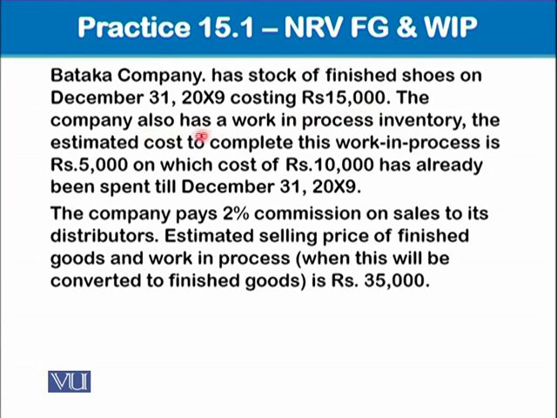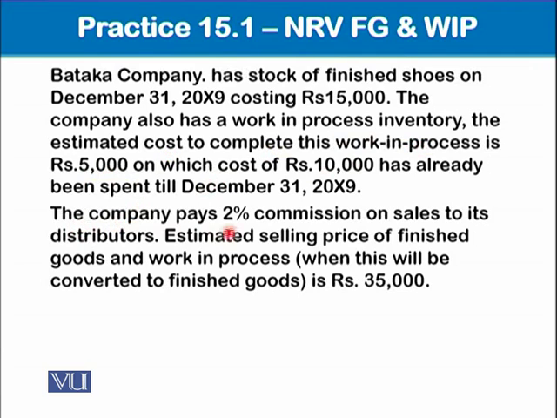The company also has a work in process inventory. The estimated cost to complete this work in process is 5,000, on which a cost of 10,000 has already been spent till December 31st, 2009. So this is important information: the cost of the finished goods inventory and the cost of the work in process inventory, and this is the cost that is still to be spent for completing that work in process inventory.